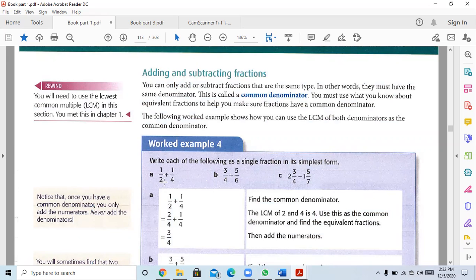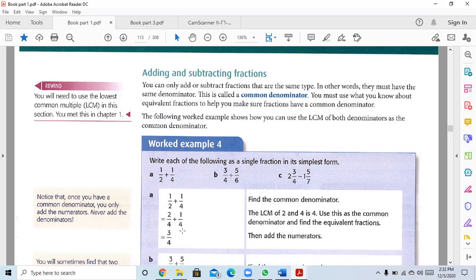Before I start, you must know the numerator is the top one and the denominator is the bottom one. So you must try to make this denominator common. Common means same. Here is 4, here is 2. Which number do I multiply to make it 4? I multiply by 2 here, so the same number I multiply here. 2 multiplied by 1 equals 2, and 2 multiplied by 2 equals 4. So this is also 4.